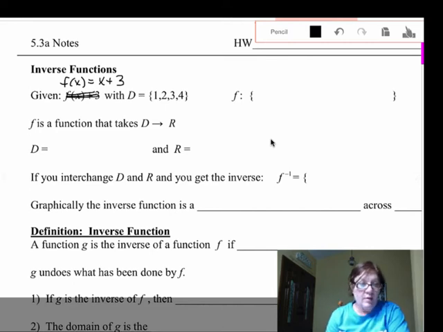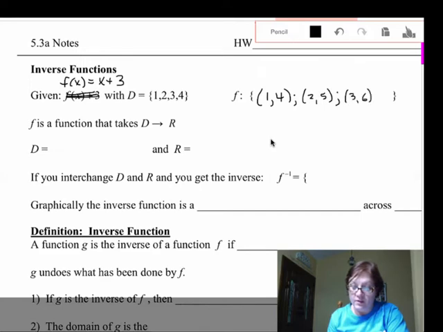Alright, so now based off of how f of x is defined, if I have a domain of the numbers 1, 2, 3, and 4 and I plug them in, then I'll get the ordered pairs (1, 4) and (2, 5) and (3, 6) and (4, 7). Not really any magic to that.